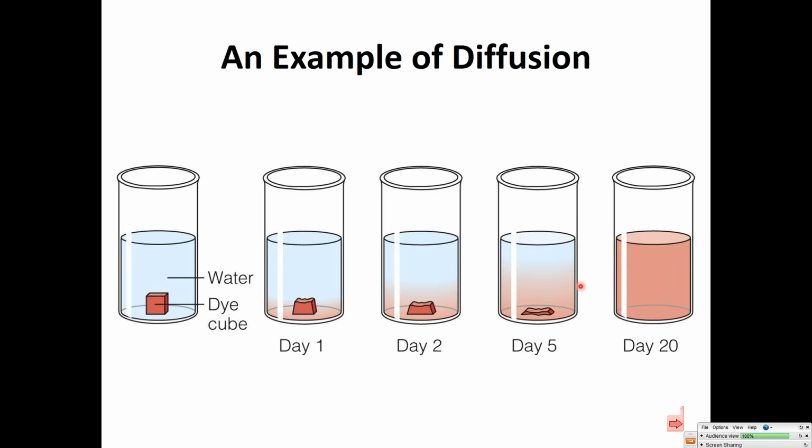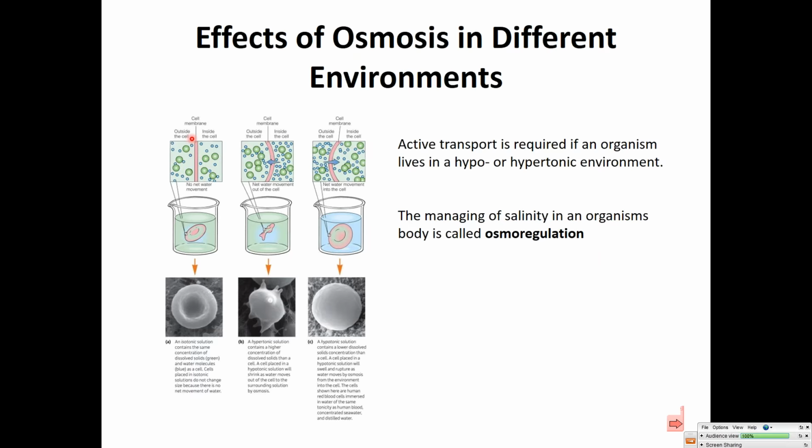And so here is a cell. The blue spheres represent water molecules, and the green represent dissolved salts. So here's a cell membrane. This is inside the cell. This is outside the cell. The ratio of water to salts is the same. So the ratio of blue spheres to green spheres is the same inside as it is outside. So this cell is in an isotonic solution. So water does not want to move across this membrane because the concentration or the salinity is equal on both sides of the cell.